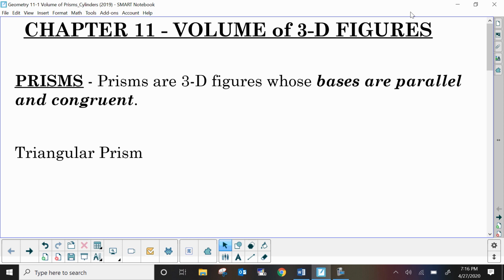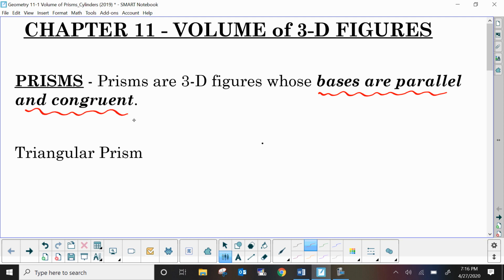So we just kind of finished up chapter 10, so we're moving on to chapter 11. And chapter 11 is volume of three-dimensional figures, okay? Now, a term that is used for three-dimensional figures is prisms. And prisms are three-dimensional figures whose bases are parallel and congruent. Now, this is very important to understand about prisms. They are parallel and congruent.